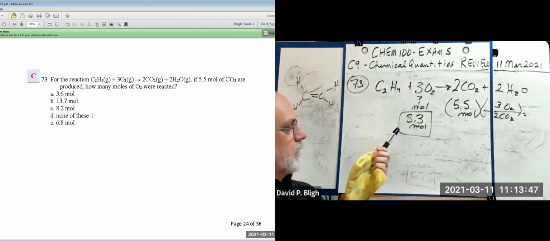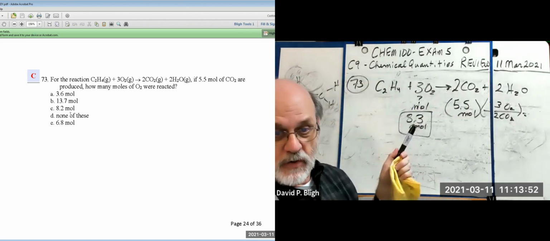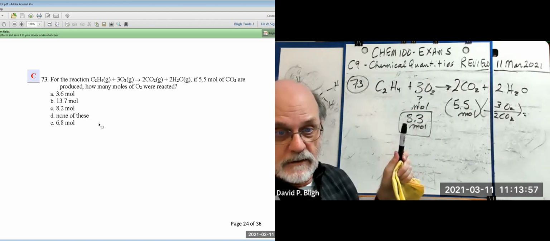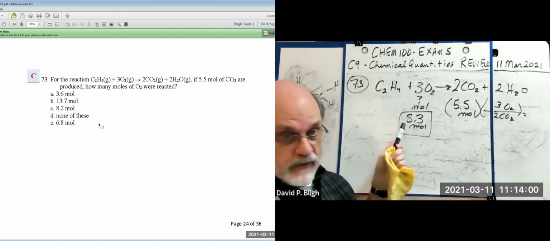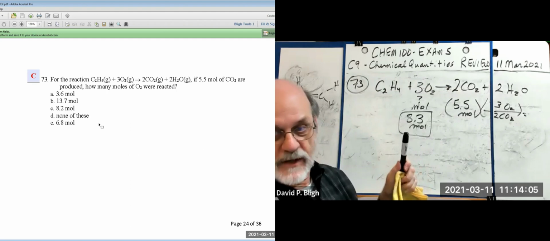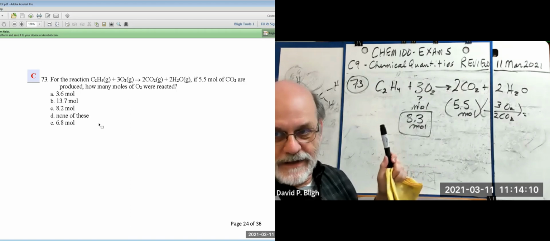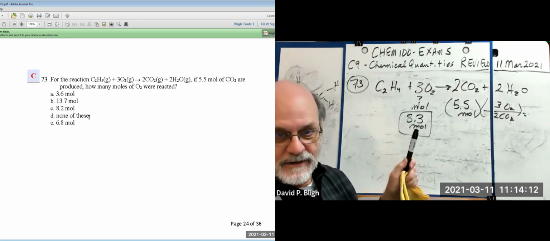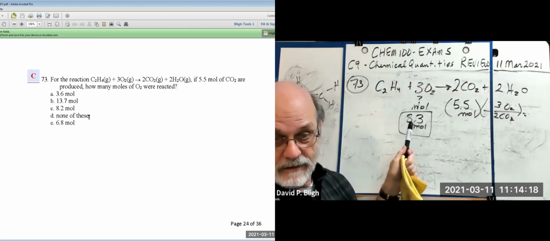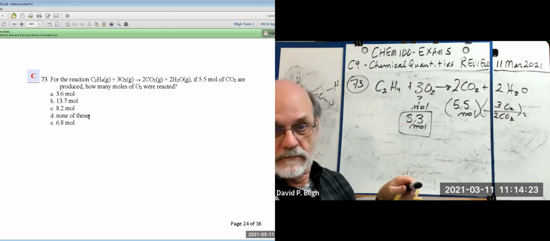Now, the best answer, I would think, would be C. But since you have none of these, if you put D, then you would be correct, because 8.3 is not 8.2. So that's something to consider, and I need to remember that when I'm grading papers. If none of these is an option, and the answer you get from the calculation is not exactly one of the others, then none of these is a valid answer.